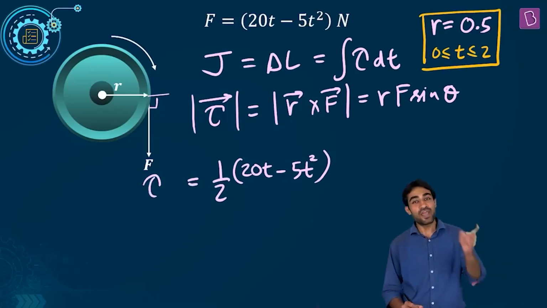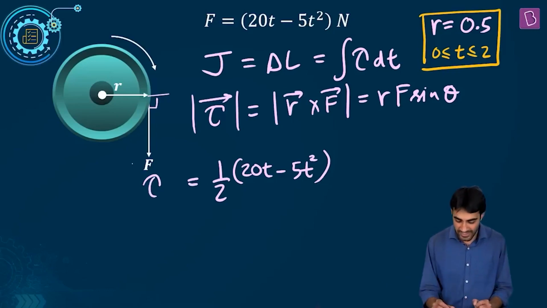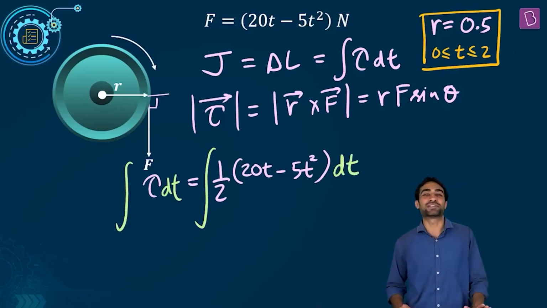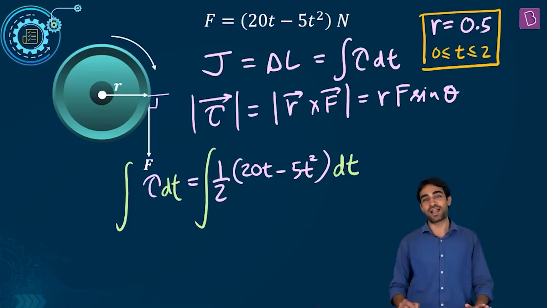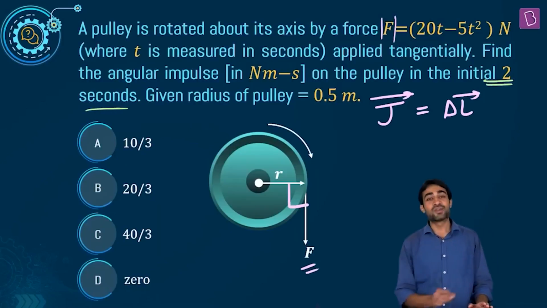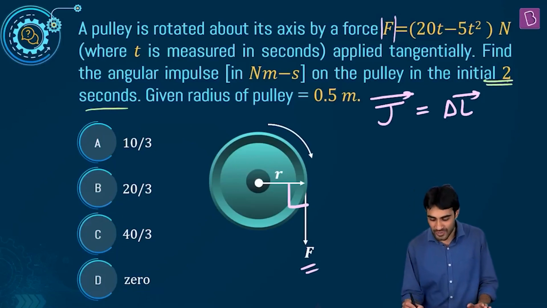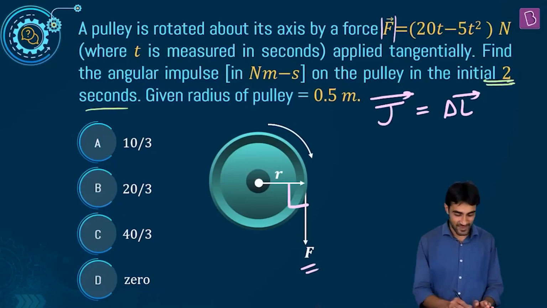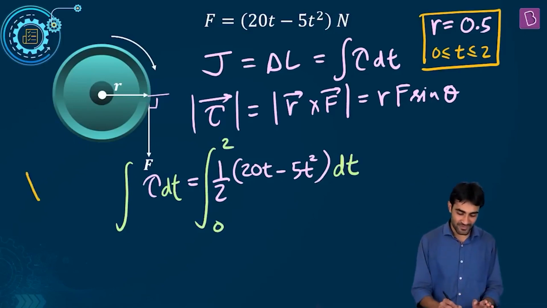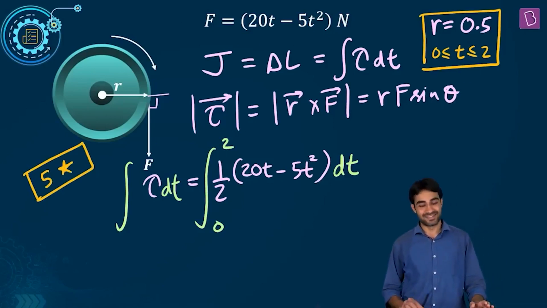Now we have to perform some integration. So integration of torque dt. What are the limits of integration? If you can tell me the limits of integration, I would give you a chocolate. In our question, they said we have to find the angular impulse in 2 seconds. So limits are from 0 to 2. Now let me give you a chocolate. This is your 5-star. Enjoy and have fun.